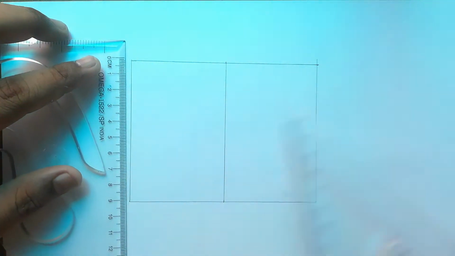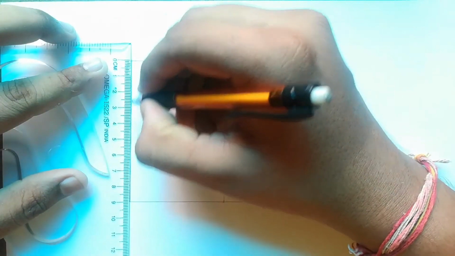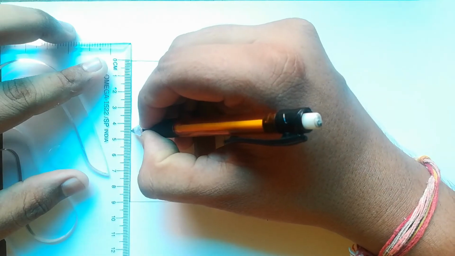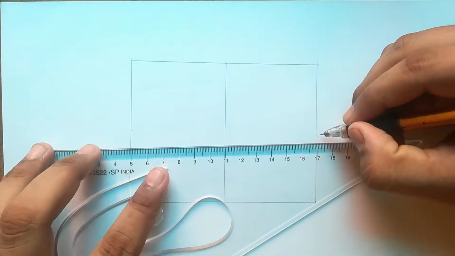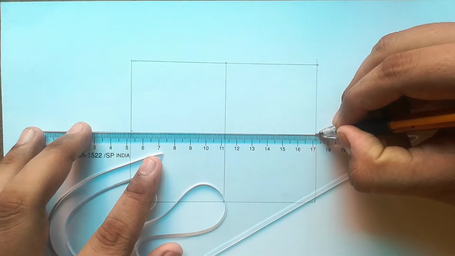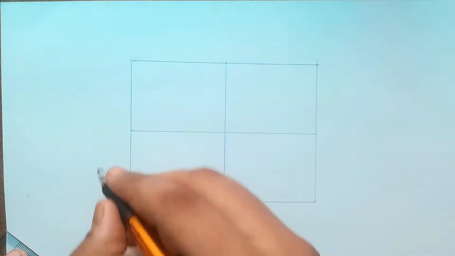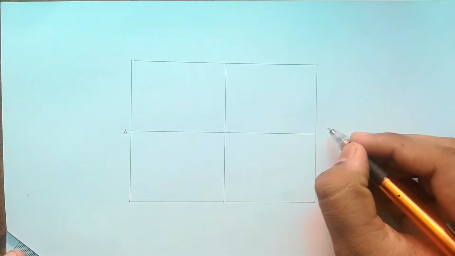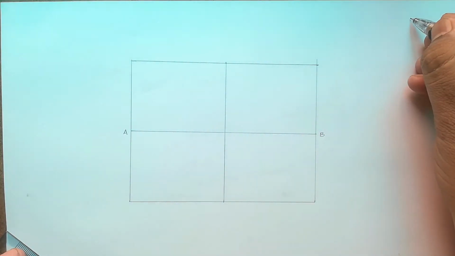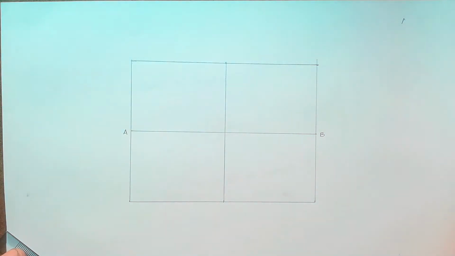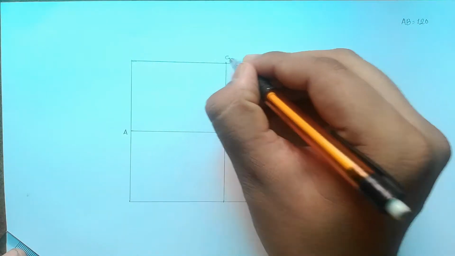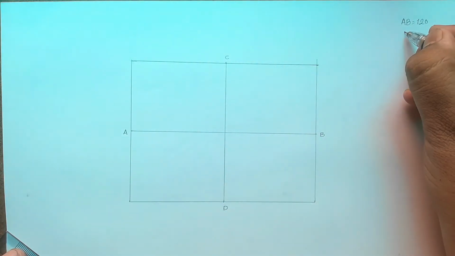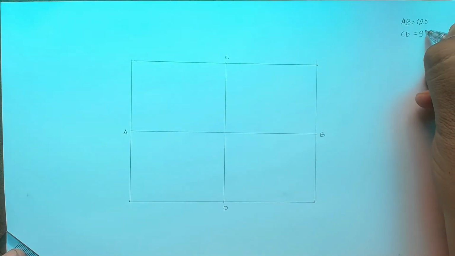I will do the same thing. I will identify the midpoint. As this is 90 mm, 45 mm will be the midpoint, and this will be my major axis. So let me just give it a name. The major axis is AB, which has a length of 120 mm, and the minor axis is CD, having a length of 90 mm.